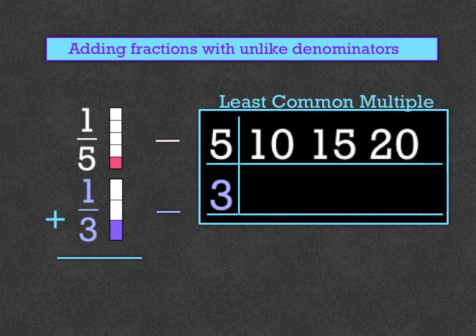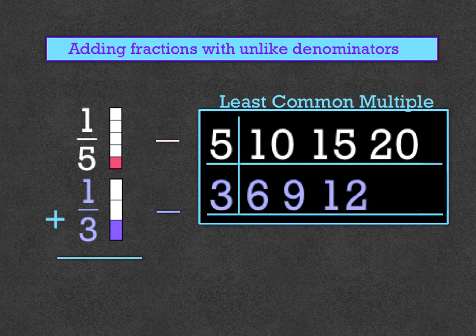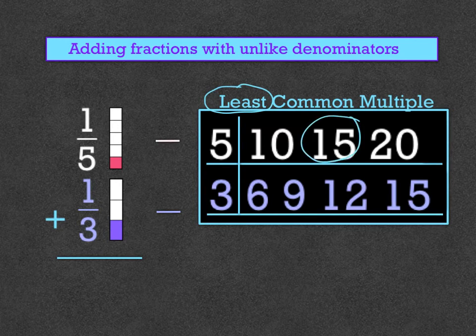Then I'm going to take a look at our second denominator, the 3, and I'm going to list the first few multiples of 3. We have 3, 6, 9, 12, and 15. We're looking for the smallest or least multiple that they have in common. And in this case, it would be 15. So I know that 15 is going to be my new denominator, and we're going to write that down over here as my new denominator.